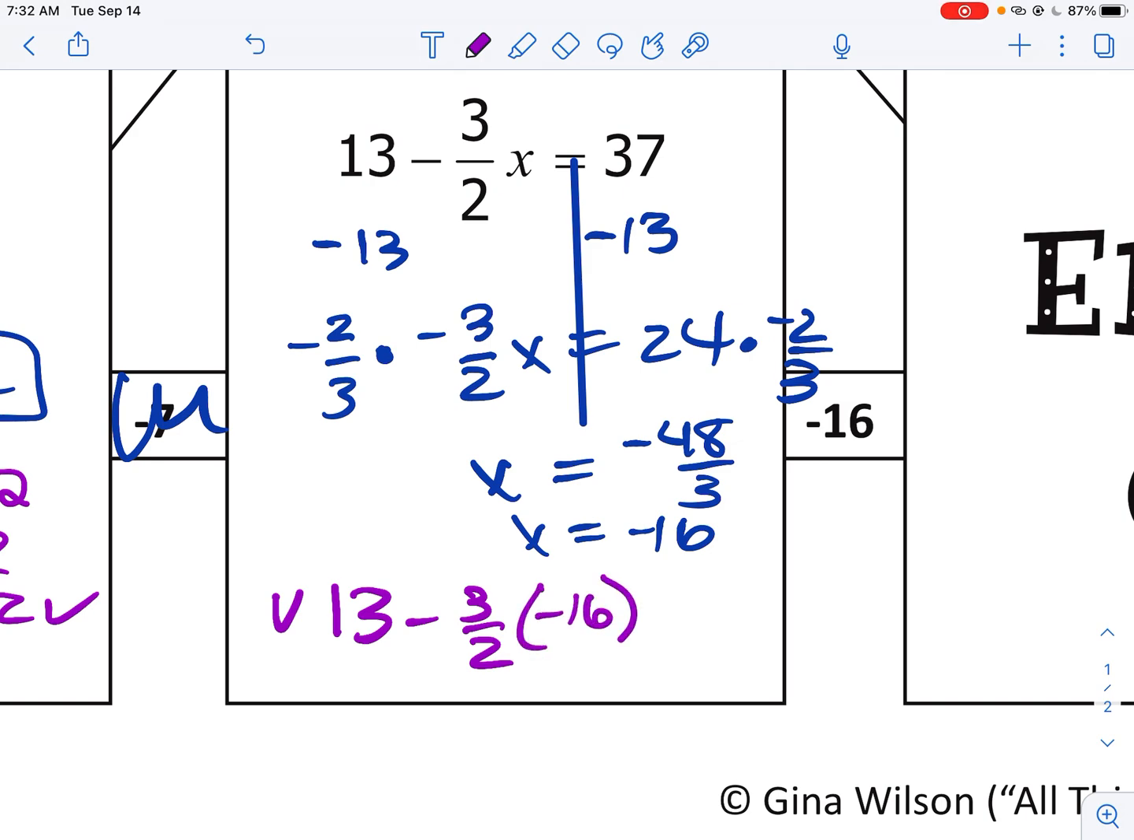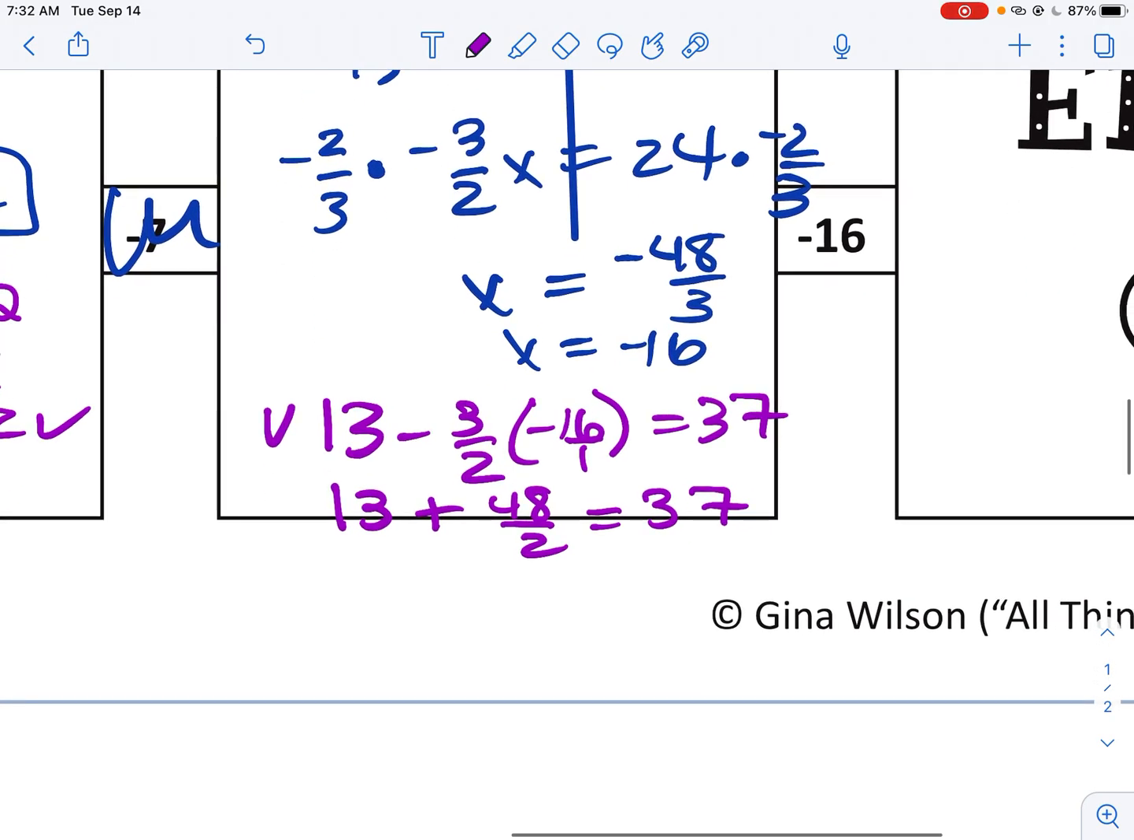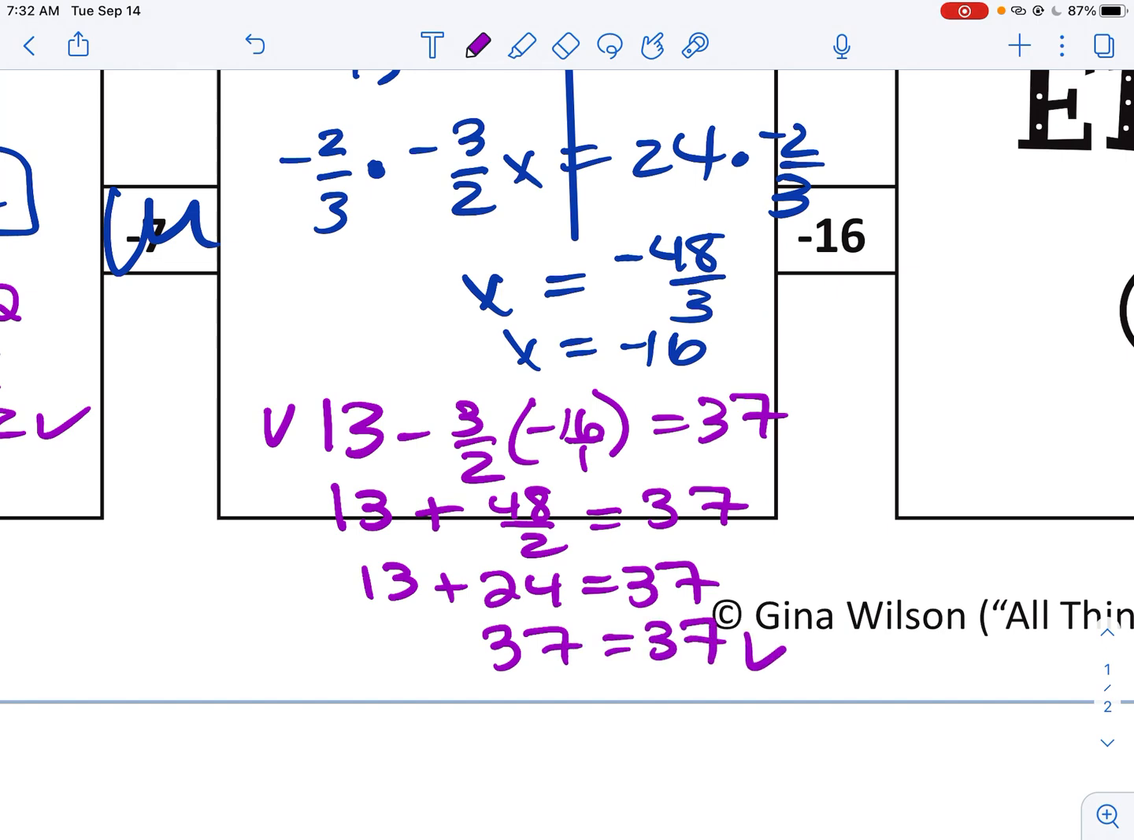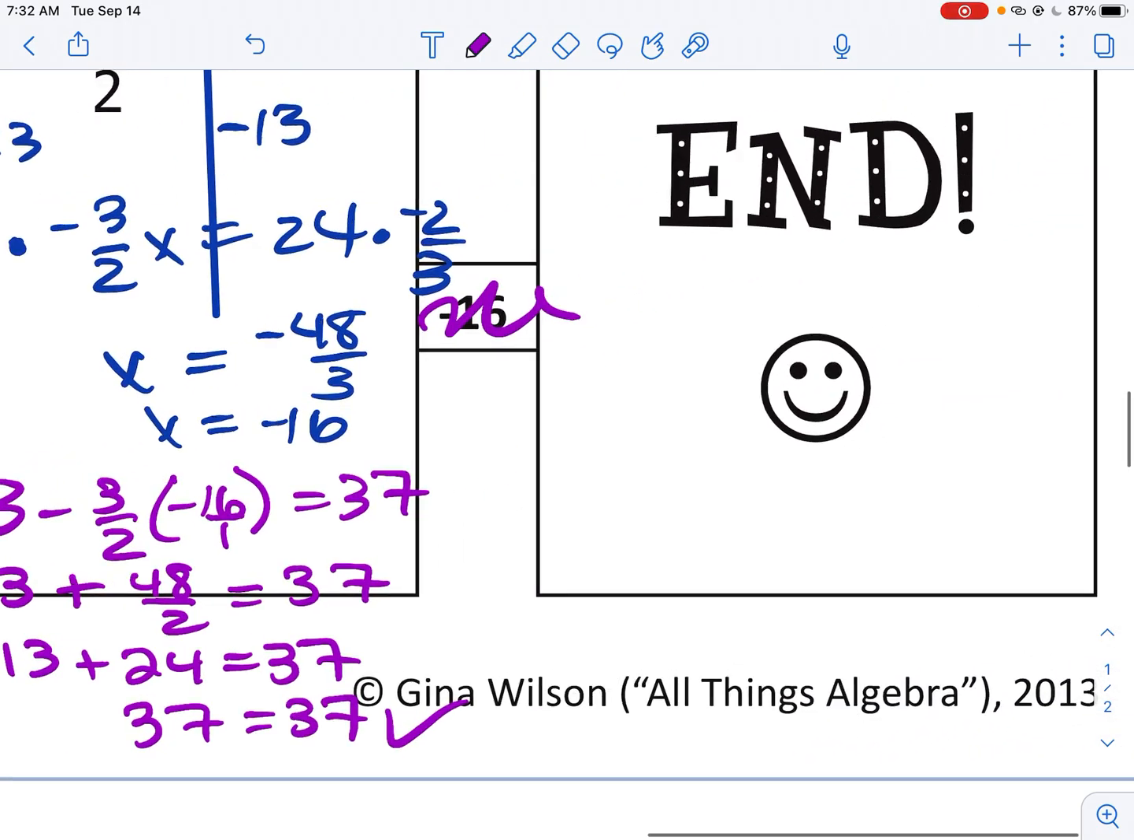I plug this back in, I get 13 minus 3 over 2 times negative 16 equals 37. 13, negative times negative is a positive. This is over 1, so that would be 48 over 2 equals 37. 13 plus 24, so 37 equals 37.